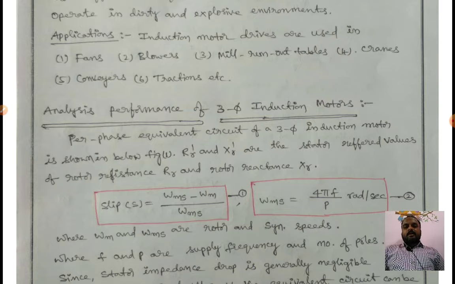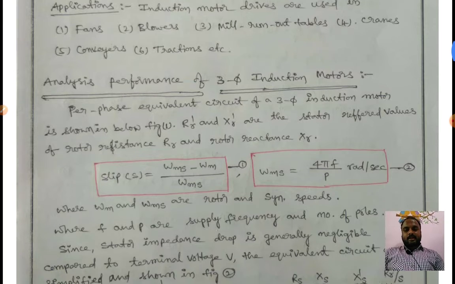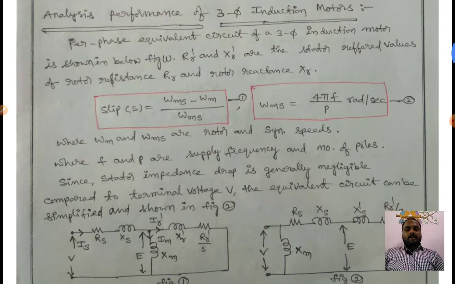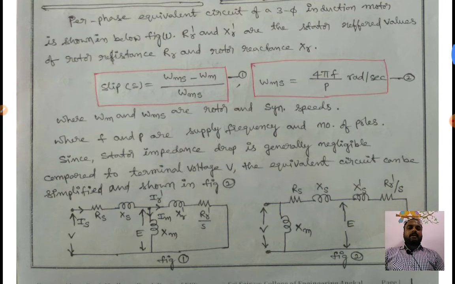Next, coming to the equivalent circuit, we always measure in terms of per phase. The per phase equivalent circuit of a three-phase induction motor is shown in the figure below. Here R2' and X2' are the stator referred values of rotor resistance R2 and rotor reactance X2.